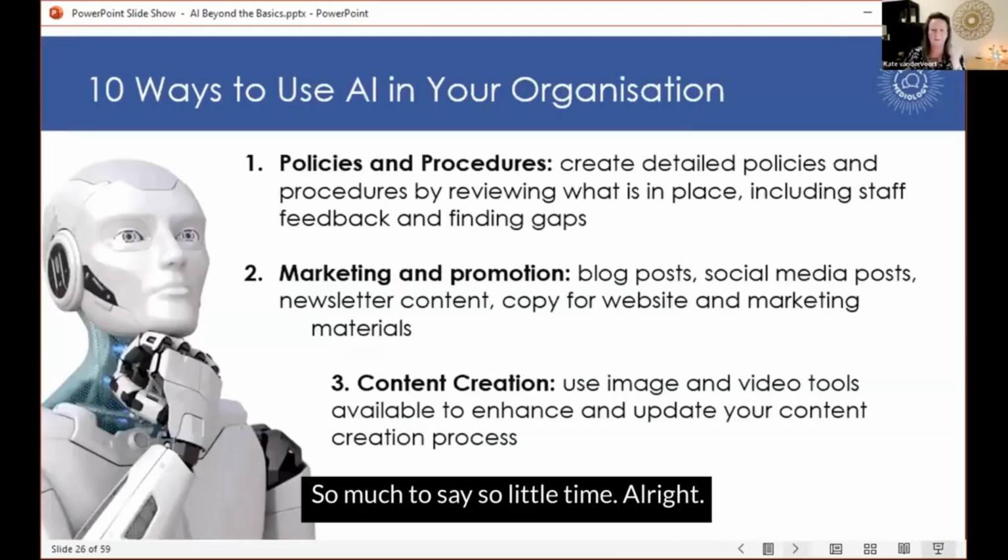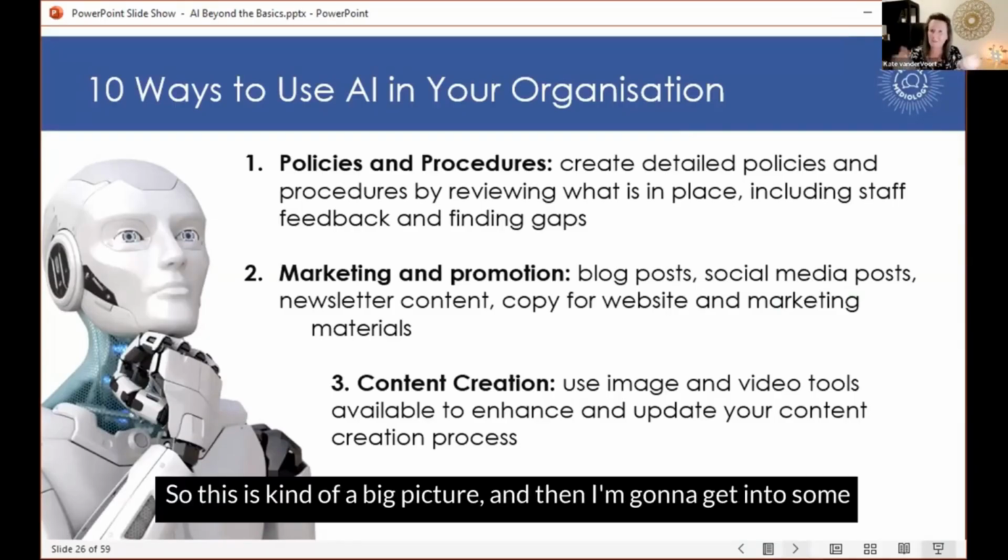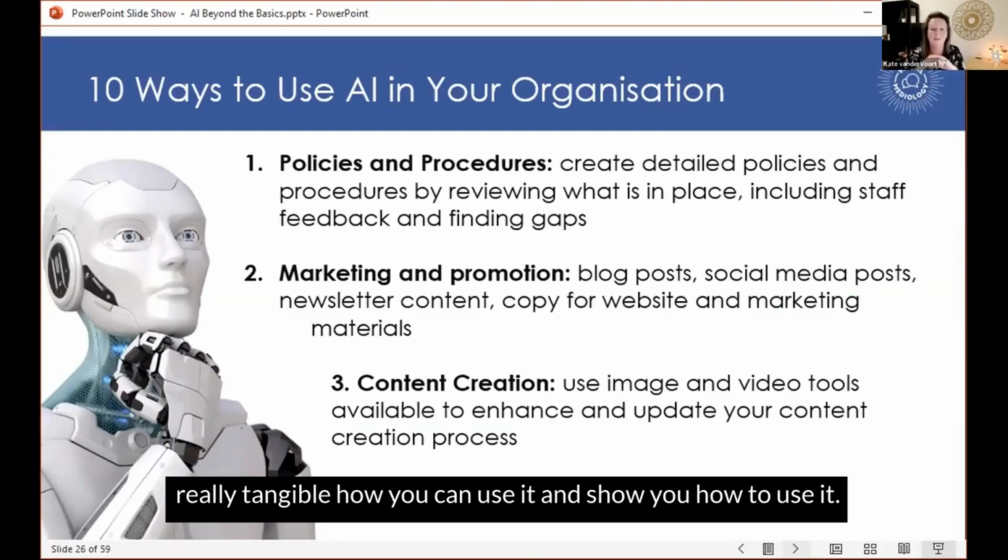Oh, so much to say, so little time. All right, 10 ways to use this in your organization. Excellent. So this is kind of a big picture, and then I'm going to get into some really tangible how you can use it and show you how to use it.